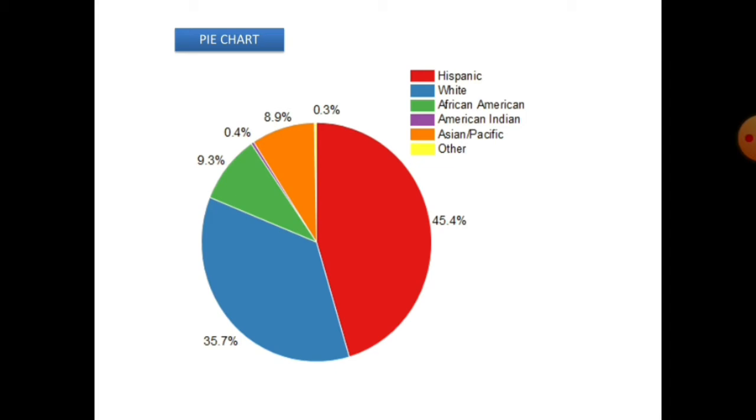You can see here on the screen, it is given different citizens along with the data and different colors. So here different slices are representing different citizens along with their data. So this is called a pie chart.